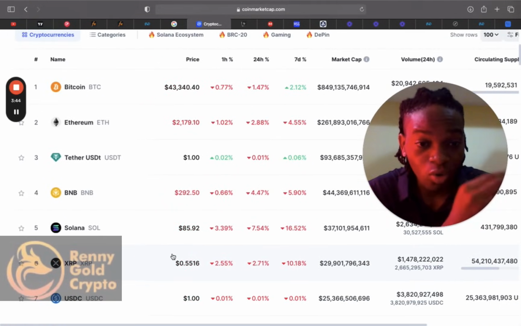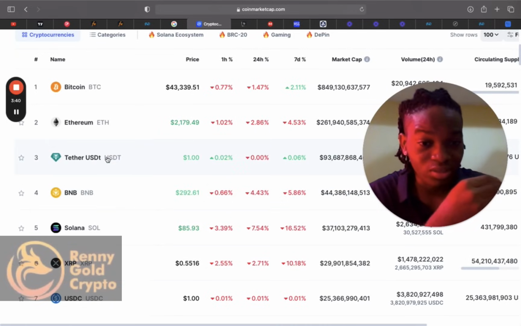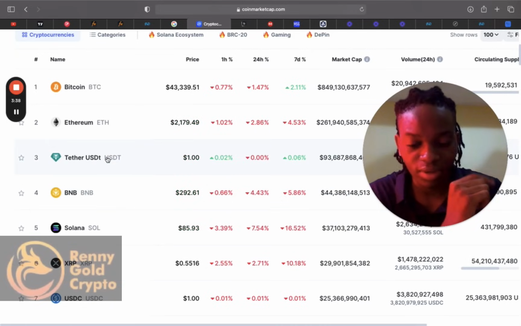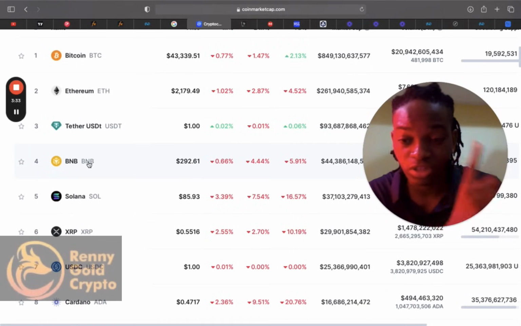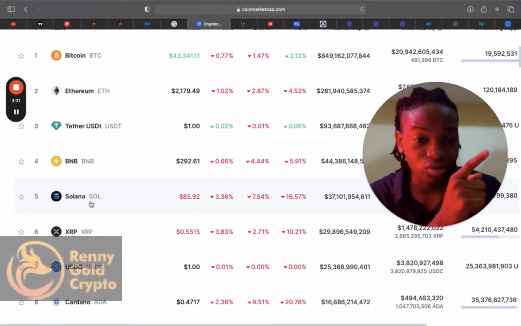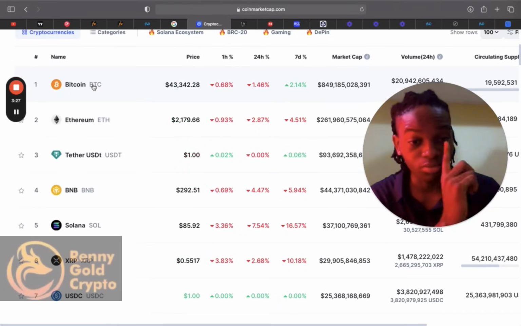So these are the coins that you need to have, right? Forget about Tether USDT, that's a stable coin, so you must be aware. BNB is the Binance exchange token. You can see Solana. So now this is what you do. You have to focus on Bitcoin first.